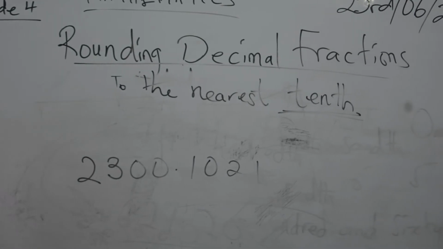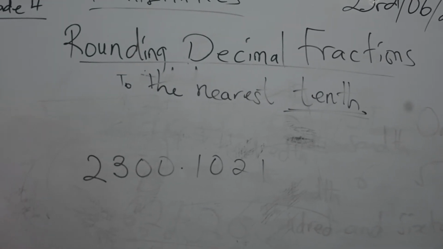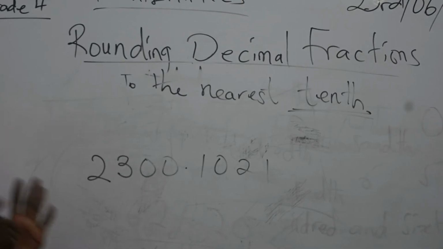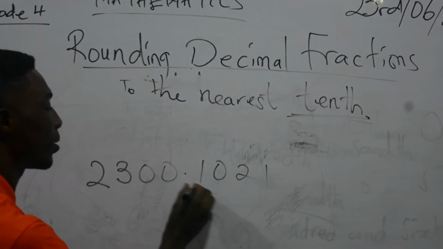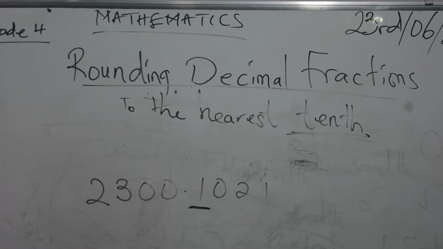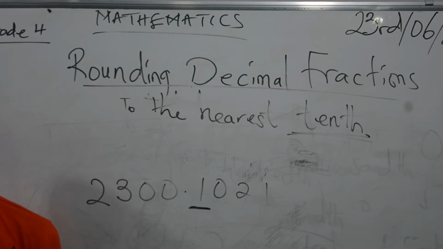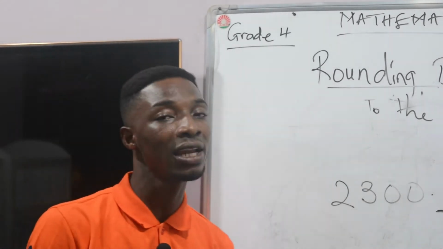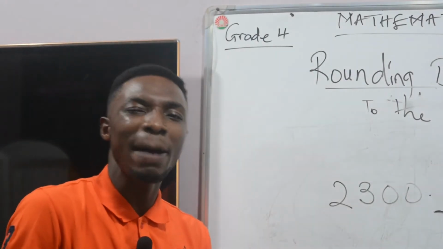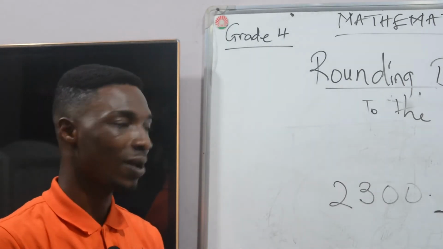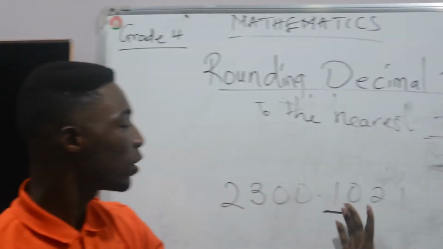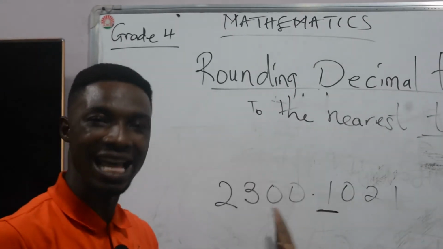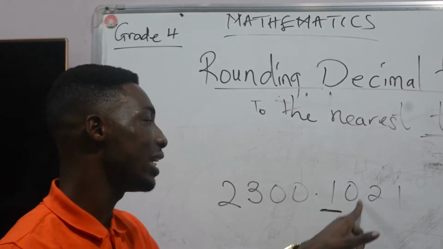So the first step to take is to locate the number occupying the tenth position. The number occupying our tenth position here is this one. After locating your number occupying the tenth position, or the one of interest, then you look at the number just after it. Here we have 3 numbers after the 1. But we have 0, which is just after the 1. So we are just interested in the 0.